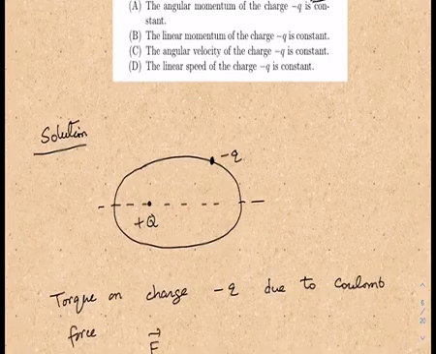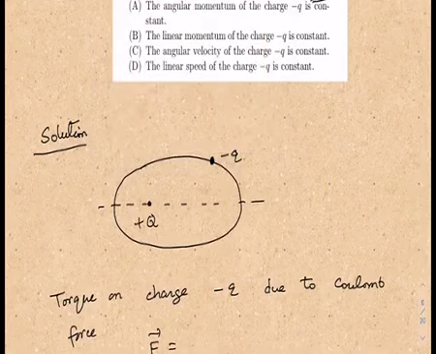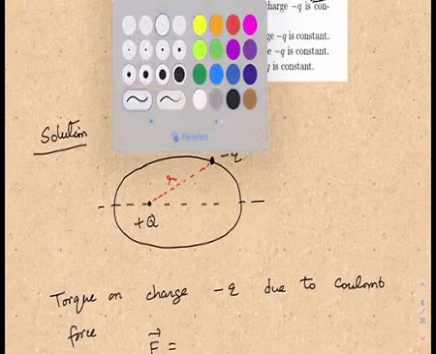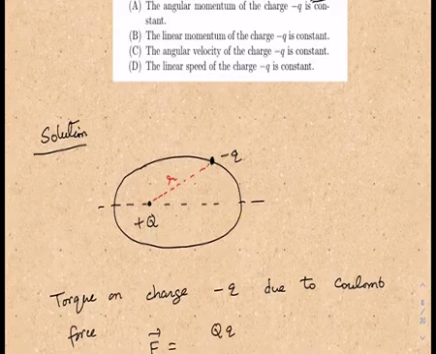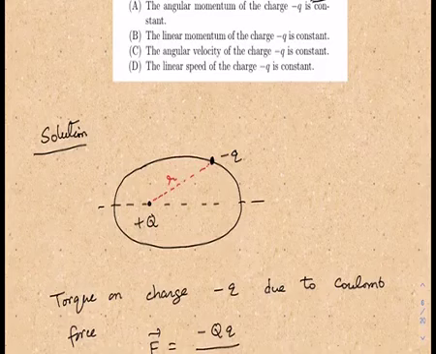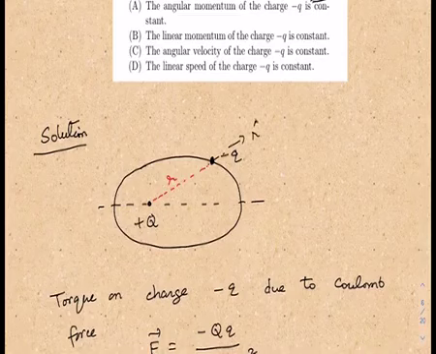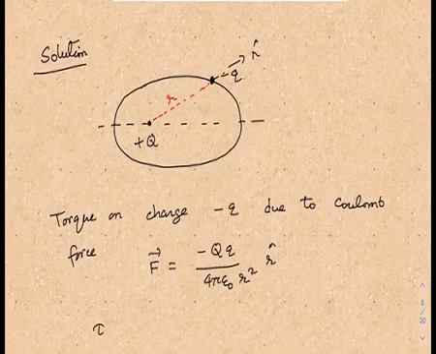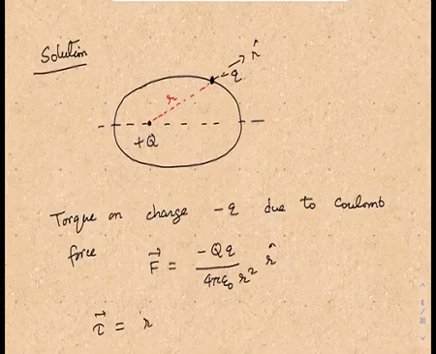If the distance between the charges, the radial distance, is say r, then the force would be capital Q, then minus sign is there, over 4 pi epsilon 0 r square. Let me say this is along the r cap direction. Now torque is R cross F.